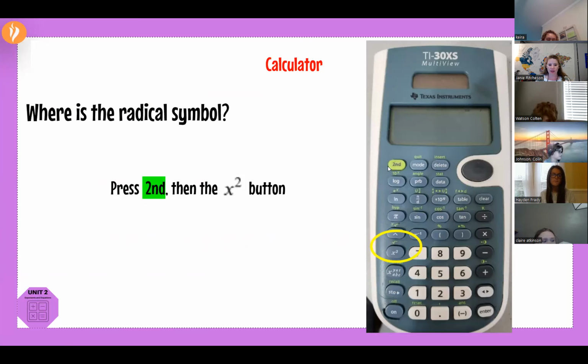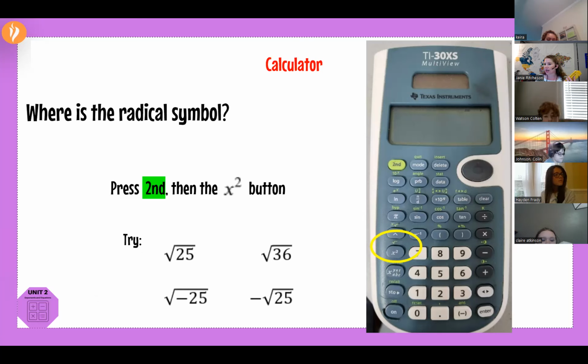And then you're going to hit the x squared button. On your calculator screen, you should have a little radical with a box inside of it blinking. Do you see that? All right, so now I want you to do all of these. Type in 25 and say enter. And you get a whole number 5, right?